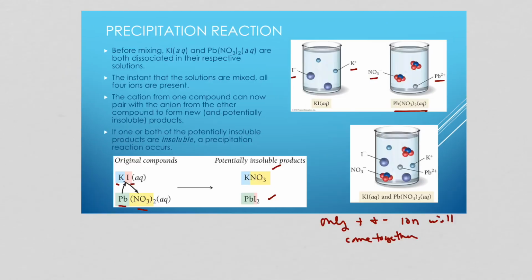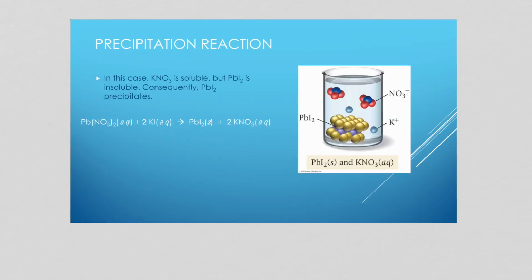So if I go back to my reaction here, I checked my solubility rules and I determined that KNO3 is soluble, but PbI2 is insoluble. Therefore, PbI2 is going to be a solid precipitate, right? It's going to be the reaction taking place, or the formation of this solid. So we would write out our reaction as this.